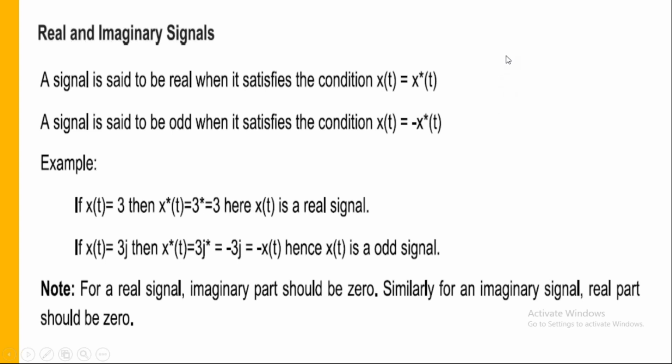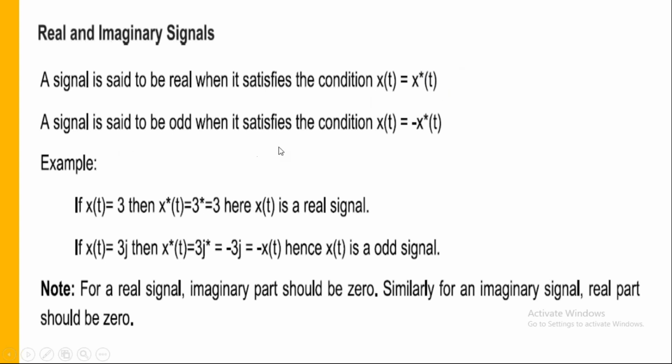I can write it as e power j omega t, or as cos omega t plus j sin omega t. That is my x of t. And x star of t is nothing but the complex conjugate of x of t. That means x star of t equals e power minus j omega t. So the complex conjugate of e power j omega t is e power minus j omega t. When you write e power minus j omega t, you get cos omega t minus j sin omega t. So if it is real, x of t equals x star of t. So the real terms should be the same.